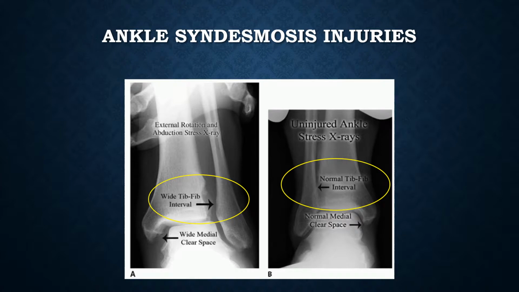Here we can see an example of a stress X-ray aimed to reproduce the mechanism of injury to examine any potential instability that might be present. The injured ankle is on the left, while the uninjured ankle is on the right. In addition to the increased tibiofibular clear space, which they labeled as a tib-fib interval, we can also look medially at the increased space between the medial malleolus and the medial talus.